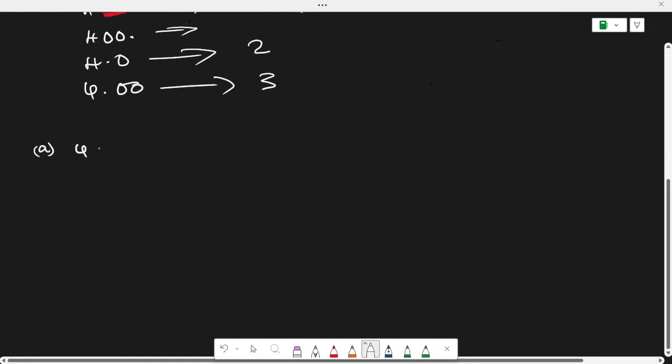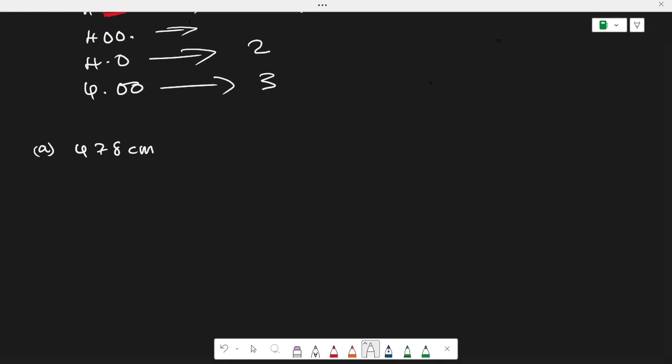Say we have 478 centimeters. How many significant figures does this have? Well, we said all non-zero digits are significant. So this one has three significant figures. For B, we have 6.01 grams. How many significant figures does this have? So we said that when a 0 is between two non-zeros, it is significant. So this is significant, significant, and significant. So this also has three significant figures.